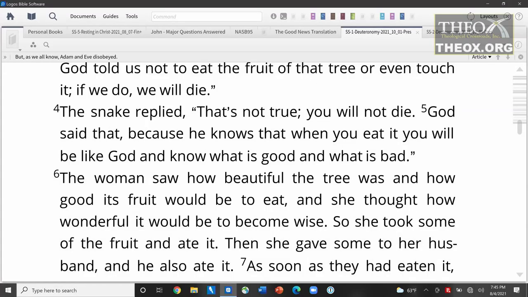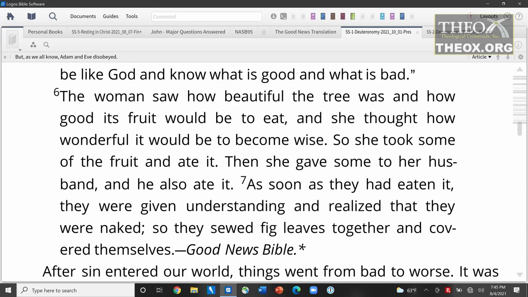Right, yeah. So continuing with verse 4 again, "The snake replied, 'That's not true, you will not die. God said that because he knows that when you eat it, you will be like God and know what is good and what is bad.' You won't really be like God, but you will know what's good and what is bad. The woman saw how beautiful the tree was and how good its fruit would be to eat. And she thought how wonderful it would be to become wise. So she took some of the fruit and ate it. Then she gave some to her husband, and he also ate it. As soon as they had eaten it, they were given understanding and realized that they were naked. So they sewed fig leaves together and covered themselves."